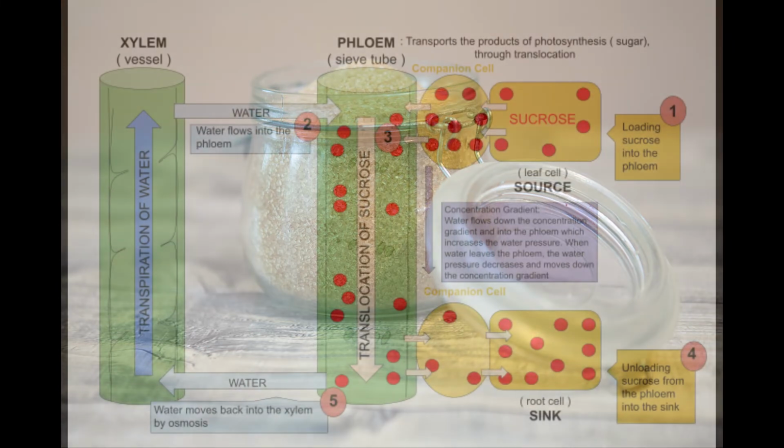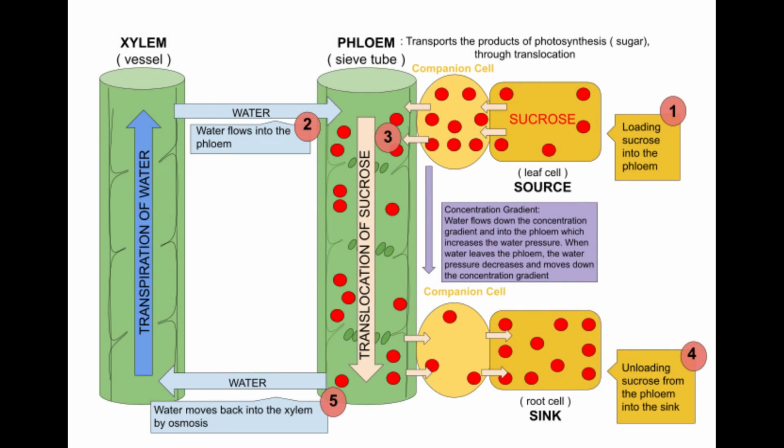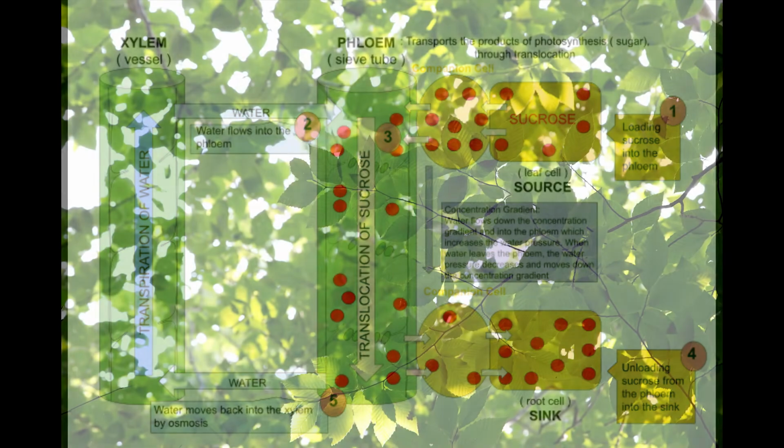The process of moving sucrose in the phloem is known as translocation. Translocation occurs by mass flow due to pressure differences between the sink and the source. The source is any area in which production of food occurs, and the sink is any area in which the food is stored. Thus, phloem loading happens at the source and phloem unloading happens at the sink.